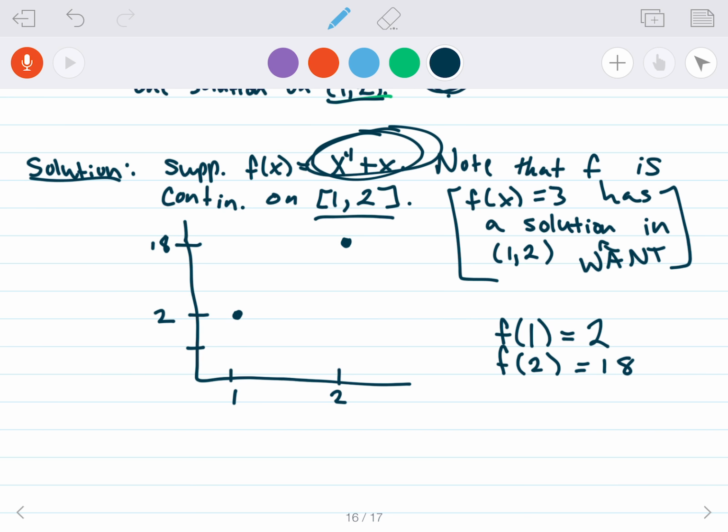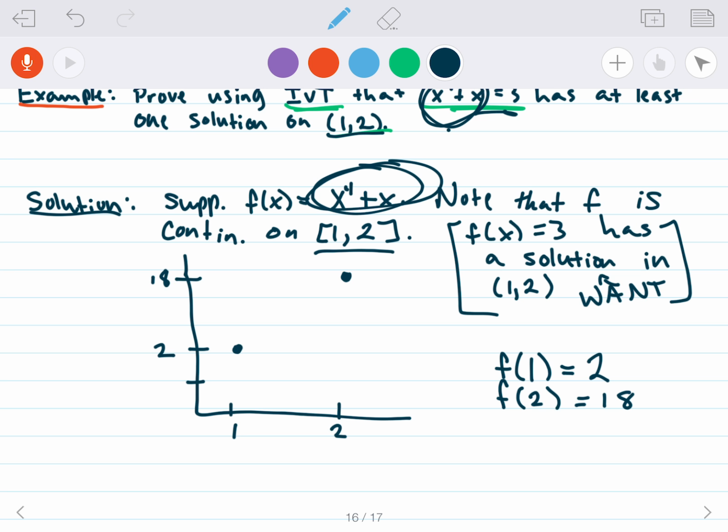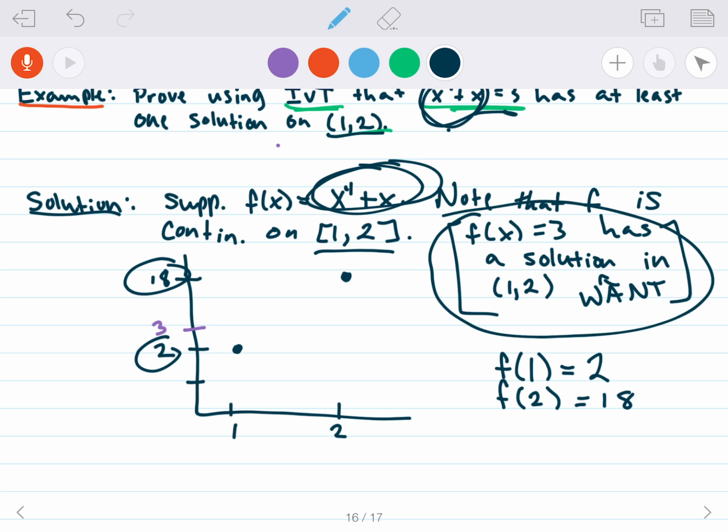And so where's 3 at? Well, 3 is like right here. And so by the intermediate value theorem, since 3 is between f of 1 and f of 2, we know that there's some c here such that f of c equals 3. Okay, and that's what we were trying to show, that f of x equals 3 does have a solution in [1, 2].